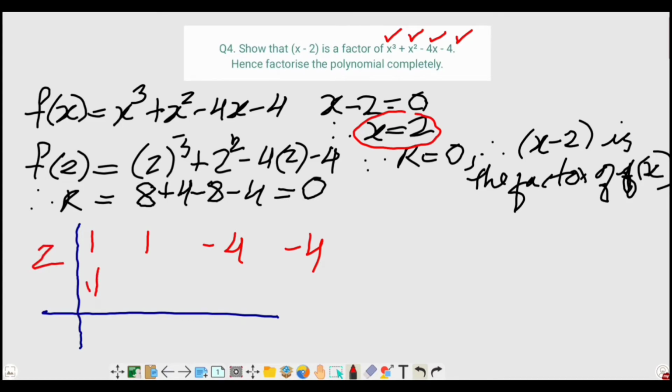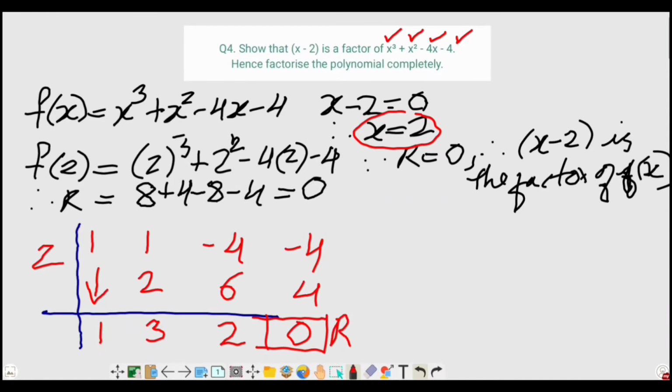Keep the first term as it is. Multiply it with 2, you will get 2. 1 plus 2 will give you 3. Multiply 3 with 2, you will get 6. Then this together will give you 2. Same way, 2 2s are 4. This will give you the remainder. Already we have proved above that the remainder is 0. Now with this you will get the remaining factor. Leave this number. Consider here x, here x square.